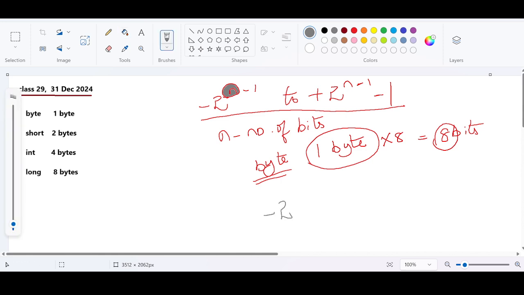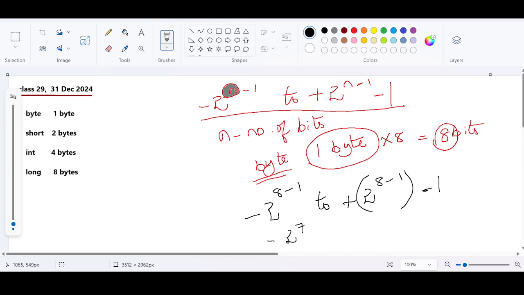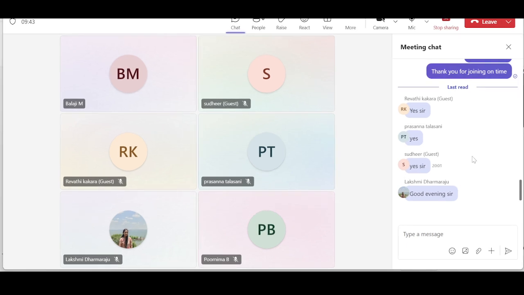Minus 2 to the power of, okay, minus 2 to the power of what? 2 to the power of 8 minus 1. Positive 2 to the power of 8 minus 1. After the substitution, you get minus 2 to the power of 7 to positive 2 to the power of 7 minus 1. After the complete substitution, 2 to the power of 7 is what? Anyone can help me with the answer? What is 2 to the power of 7?